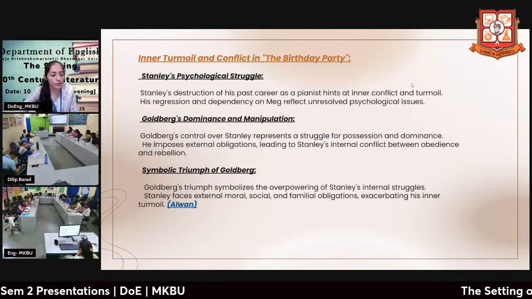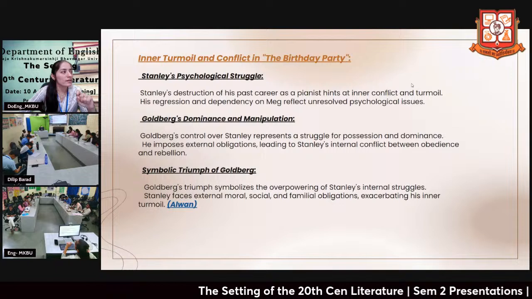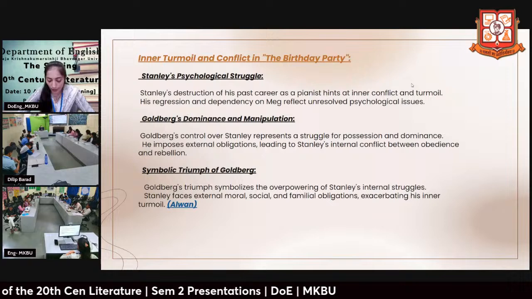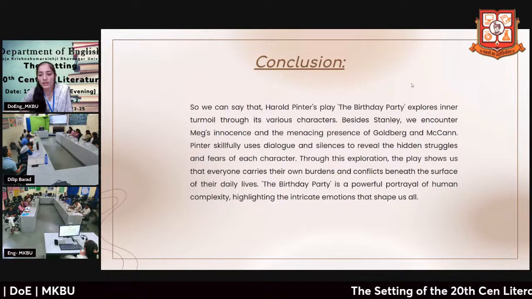Not only Stanley, but in McCann's case also, we can find that he says, blow wind in my mouth. At that time we can find that there is overpowering or triumph in that. So in conclusion, we can say that Harold Pinter's play, The Birthday Party, explores inner turmoil through its various characters.